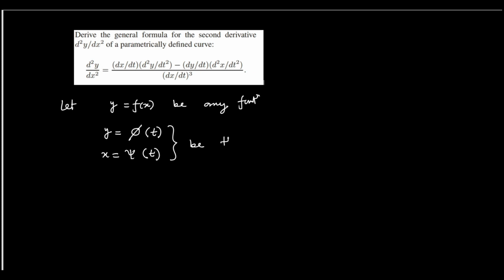Let y equal to f of x be any function, and y equal to phi of t and x equal to psi of t be the parametric representation of y equal to f of x. Okay. Now, y is a function of x and x is a function of t.